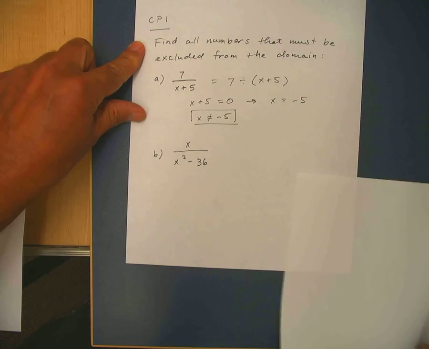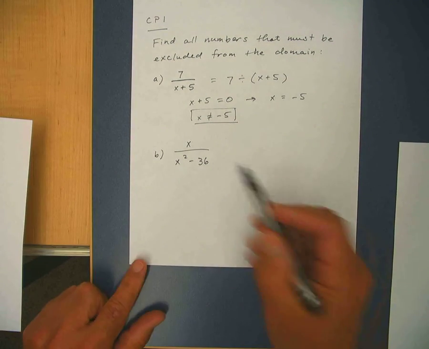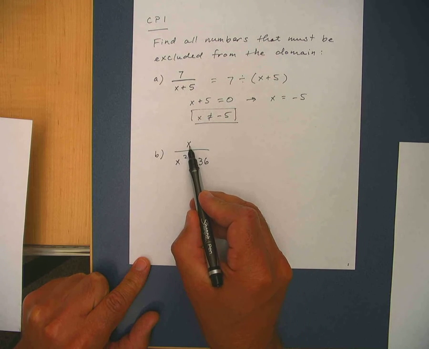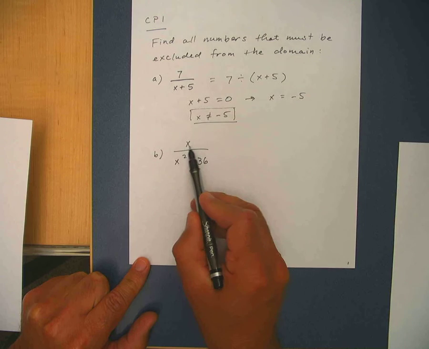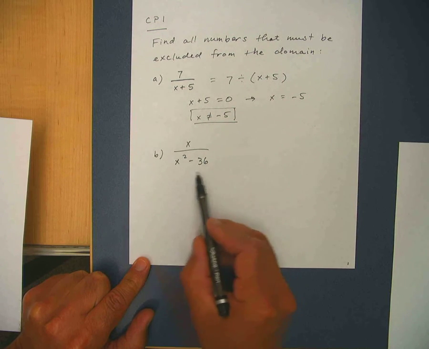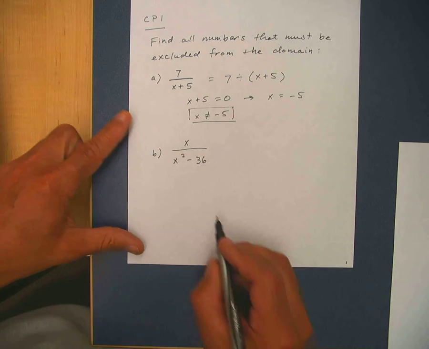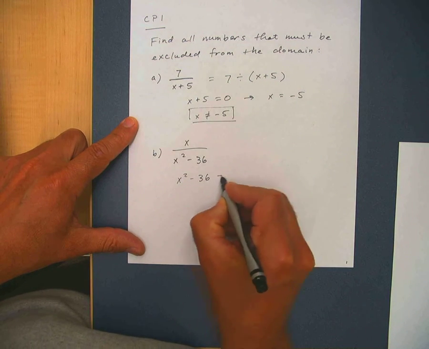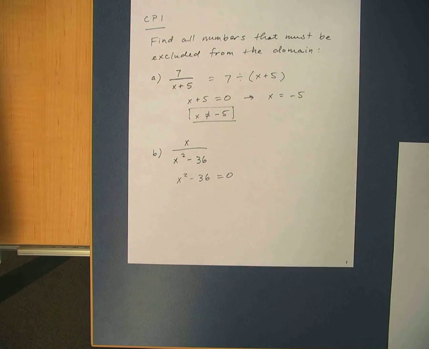To take another example, here we have x over x squared minus 36. In the numerator we have an x. The numerator can be 0. That's not an issue, so we can ignore the numerator. We need to look at the denominator. This cannot be equal to 0. So let's start by setting it equal to 0 and solve to see what numbers actually would make it 0.